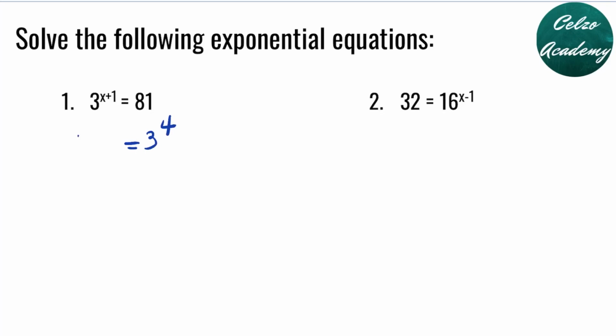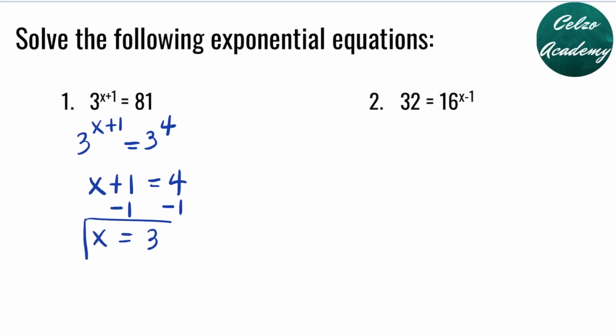The left side, we keep it as 3 to the power of x plus 1. Notice that the equation now has the same base of 3. So for the left side and right side to be the same, the exponents x plus 1 should be equal to 4 as well. So here we can solve for x by subtracting 1 from both sides. So x value is equal to 3.